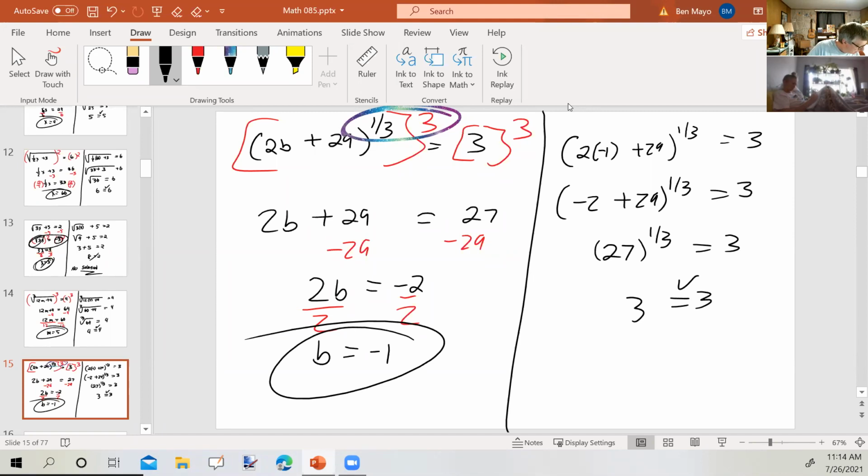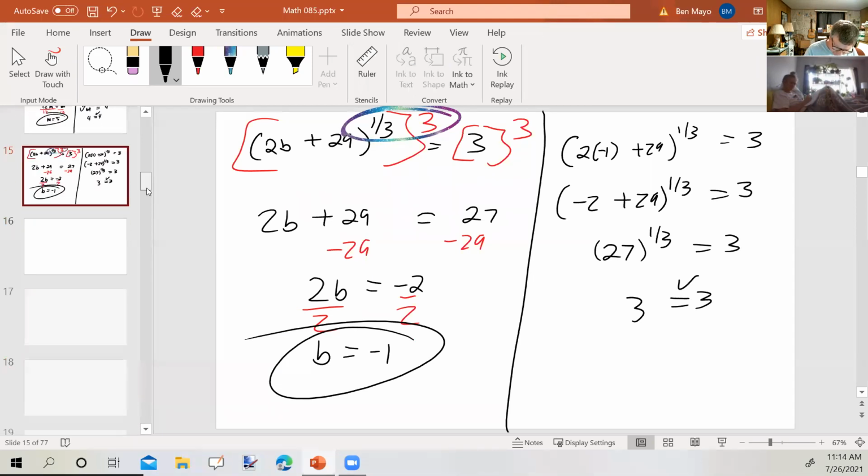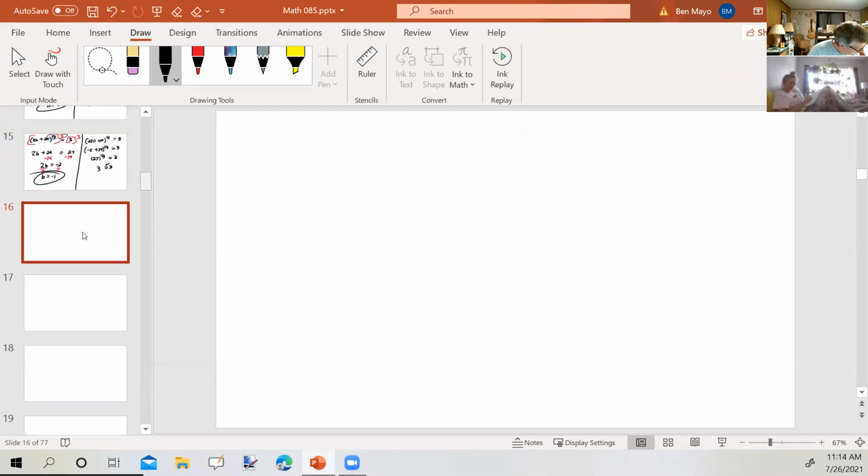Let's see here. How about this one? It says, let f of x equal the 5th root of 4x minus 4.